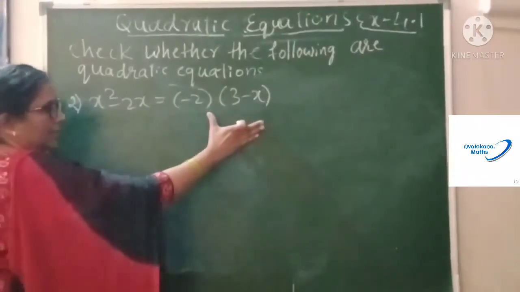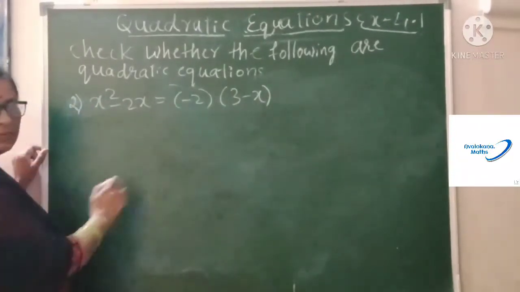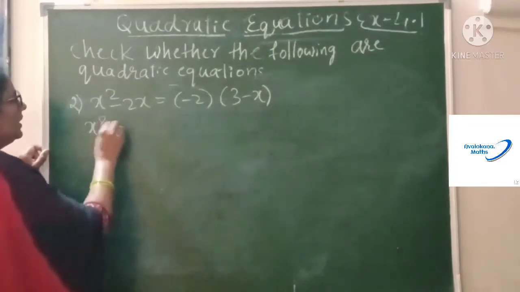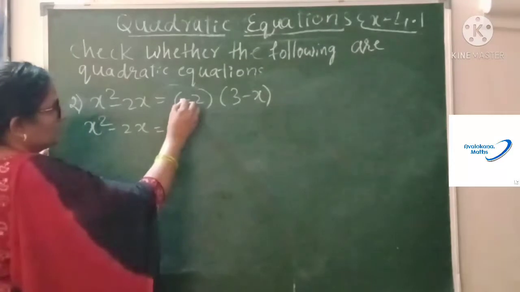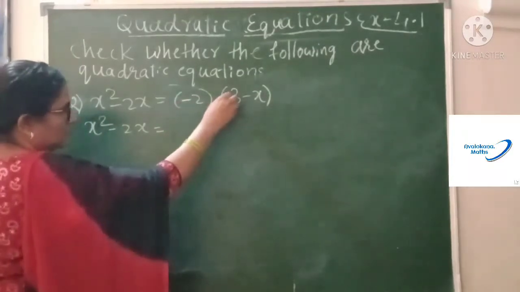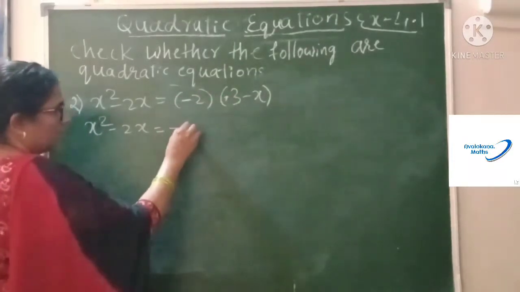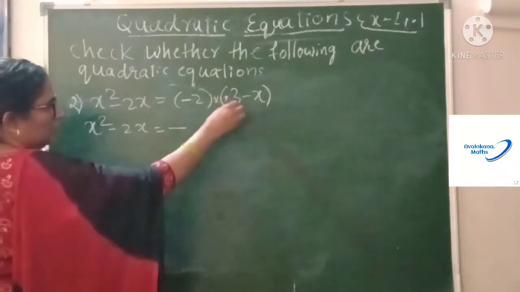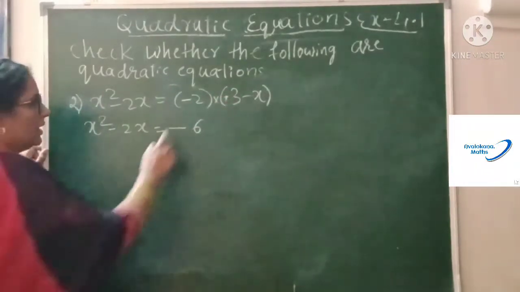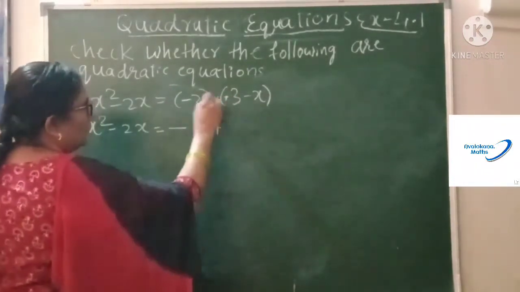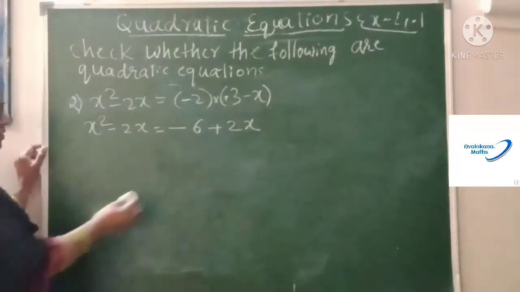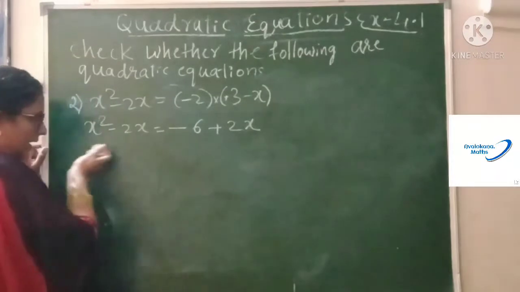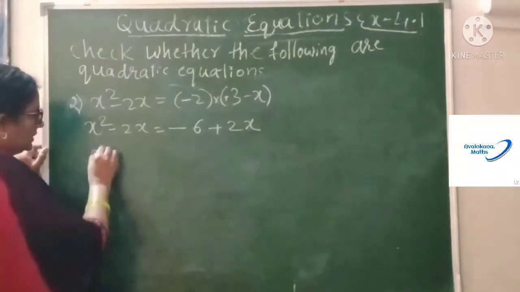How to multiply the bracket with different signs? Let me explain. Very simple problem. x square minus 2x is equal to, okay, listen, this is minus 2 and this is plus 3. Minus plus makes it minus. 2 threes are 6. Next, minus minus plus, 2 into x is 2x. Finished. Now transferring the terms from the RHS part to the LHS part.